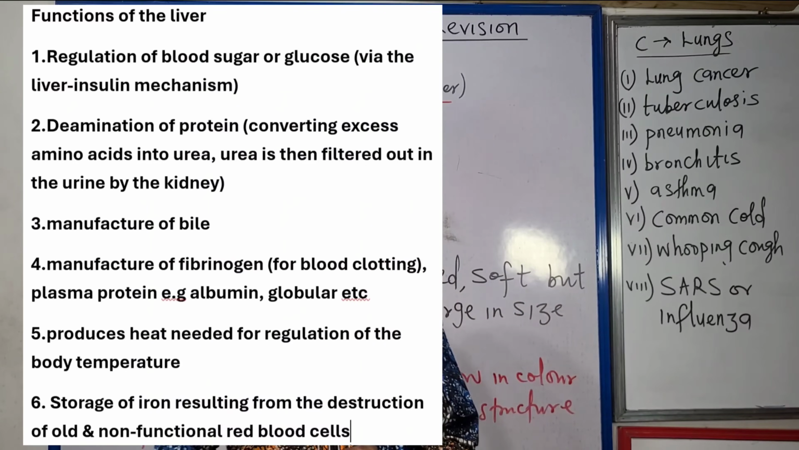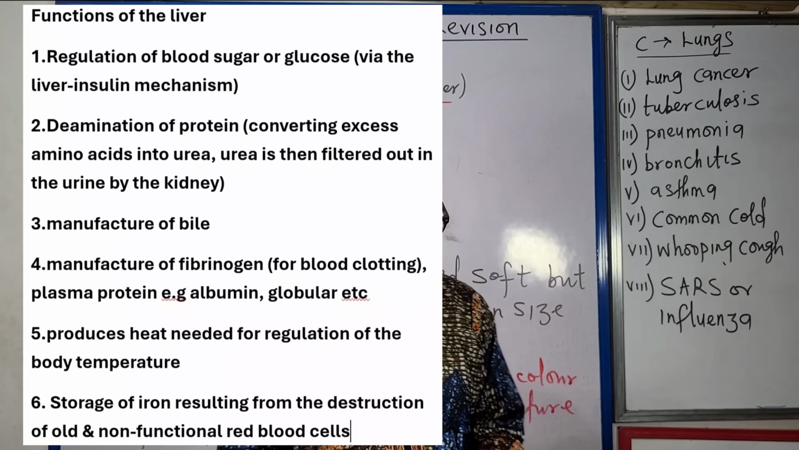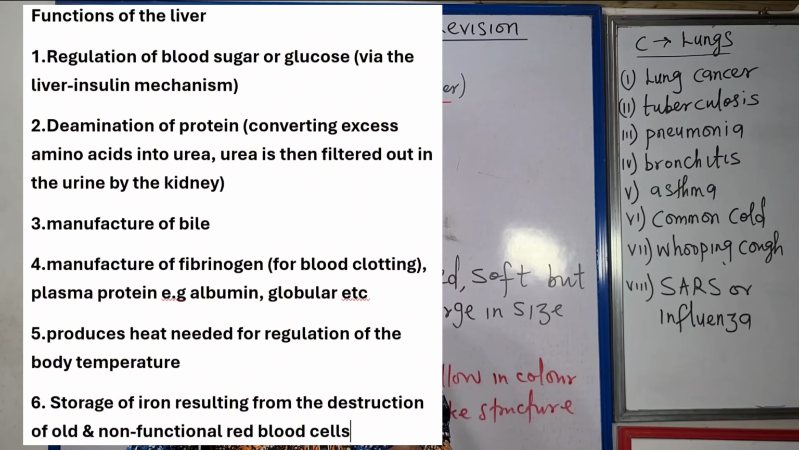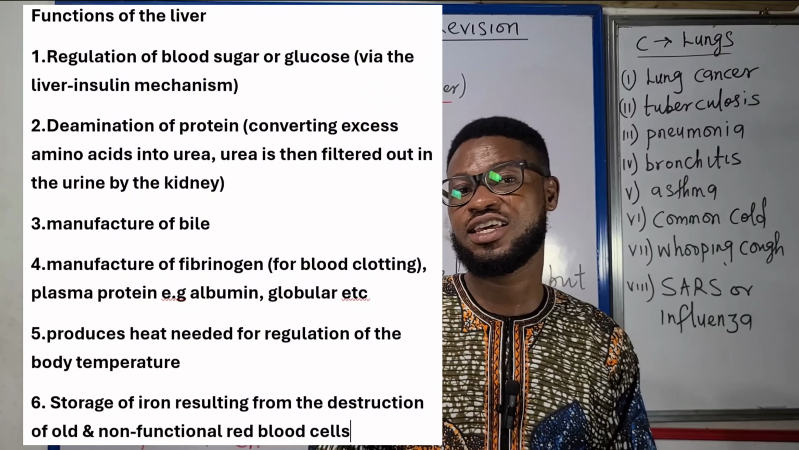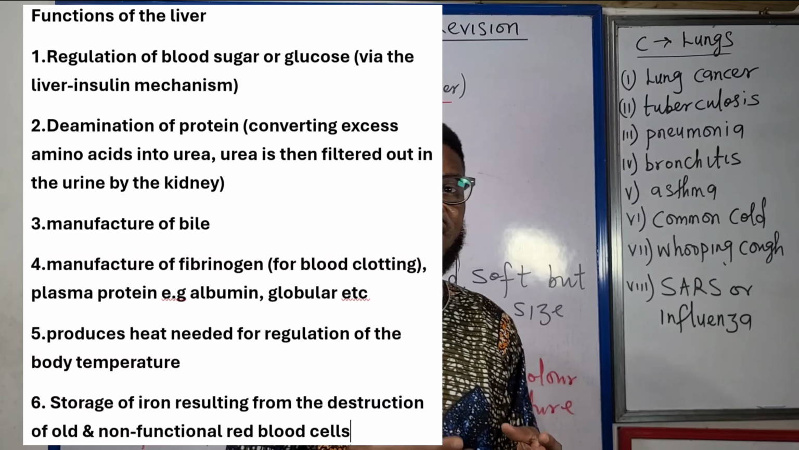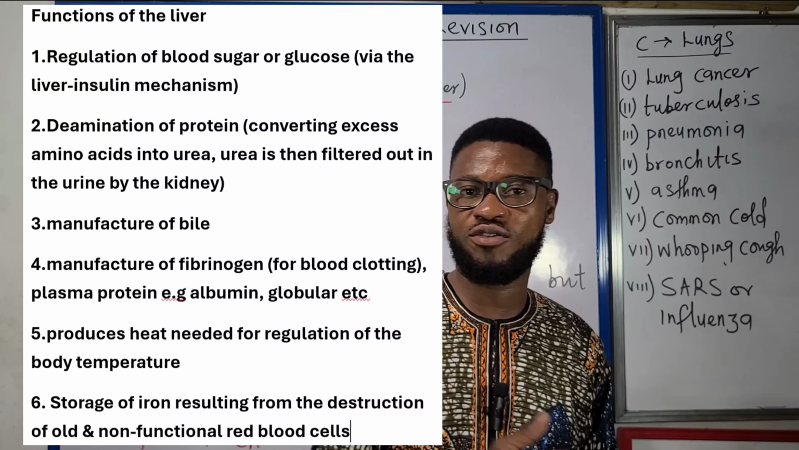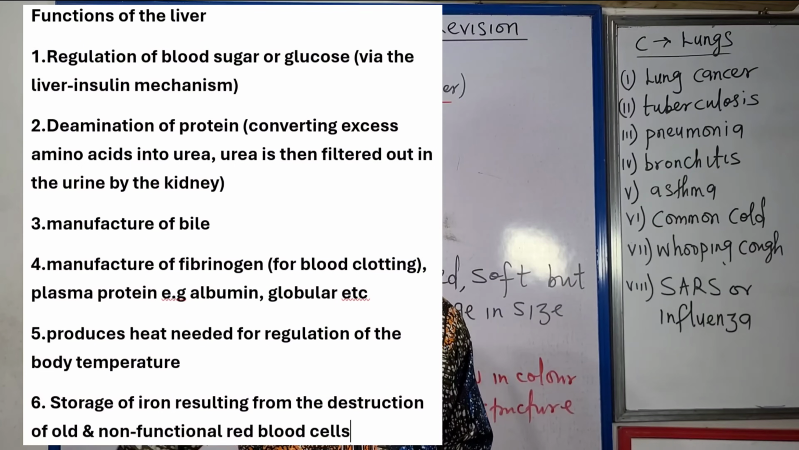Also, I have said it before, talking about function number 2, the body has no protein store. So when we have excess protein in the blood, when I say excess protein here, the smallest unit, the monomer of protein, is amino acids.